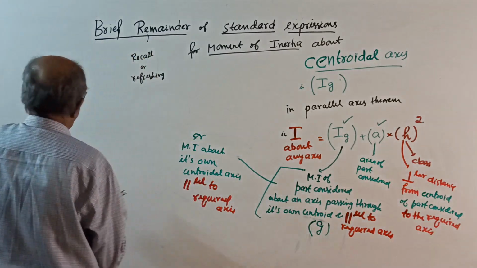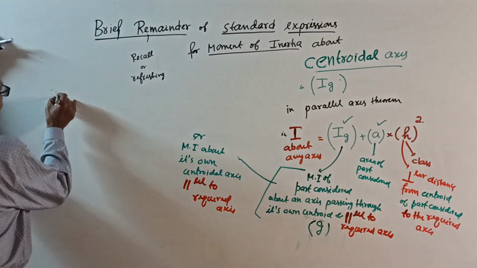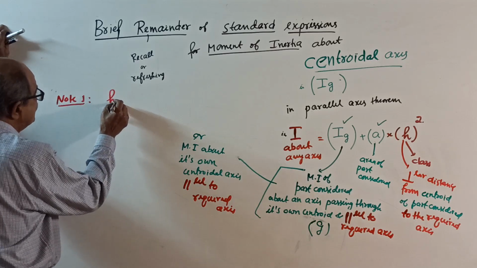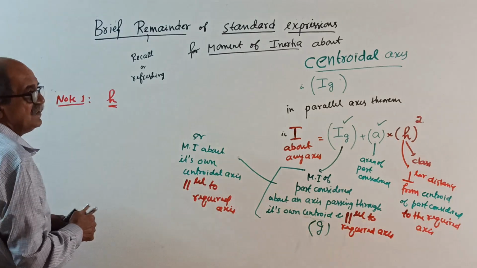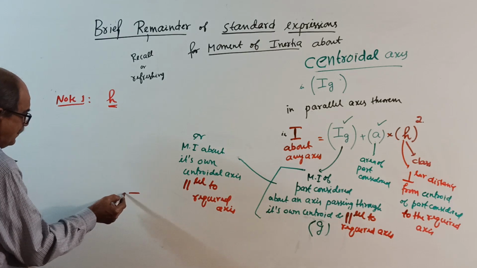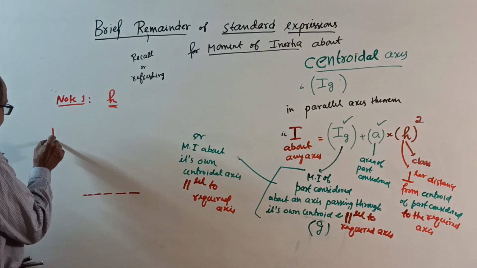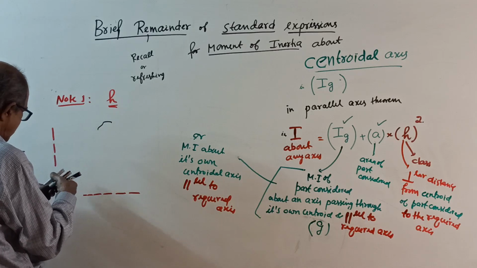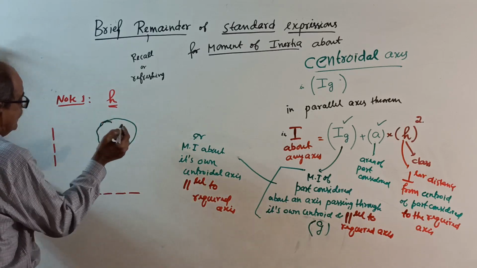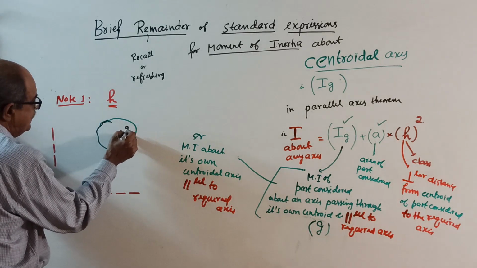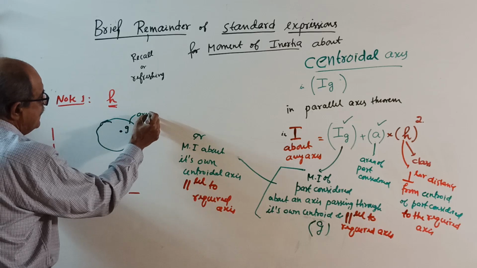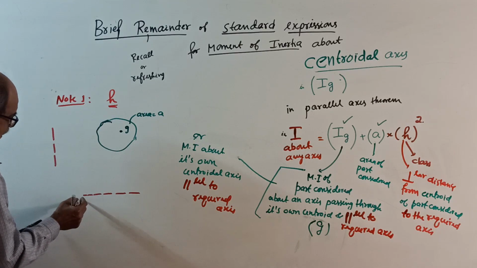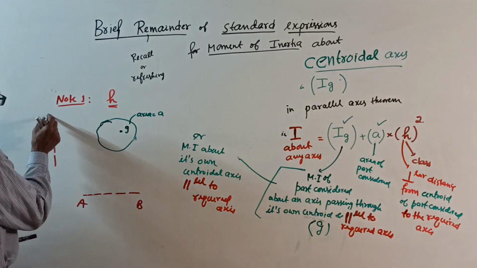There are two important notes. One note right now. Note 1: this is regarding h. Suppose you want I about this axis. For a part, some part you are considering randomly, this is the centroid of the part, G, and this area is A. For example, I will name two random axes, AB and CD.